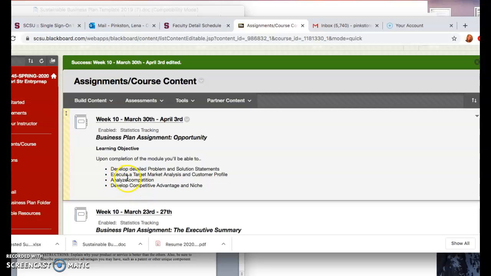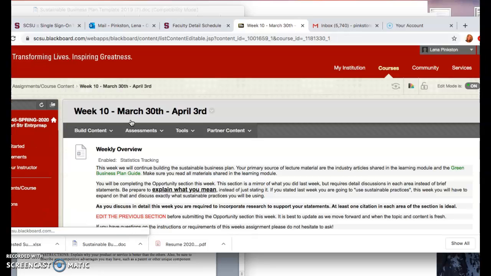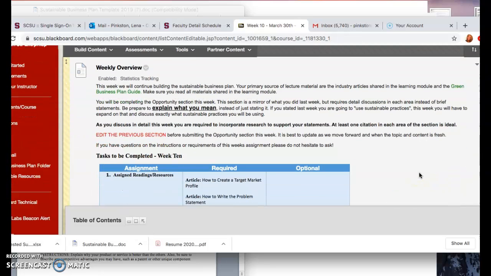Second, you're going to execute a target market analysis and a customer profile. That means you're going to be going into detail and analyzing who is this business's target market. Then you're going to analyze your competition, and then you're going to develop a competitive advantage in a niche, okay, a niche. So you should be thinking about these things in your head. Everyone's responses are going to be completely different because your businesses are completely different, okay? All right, let's go in to week 10.